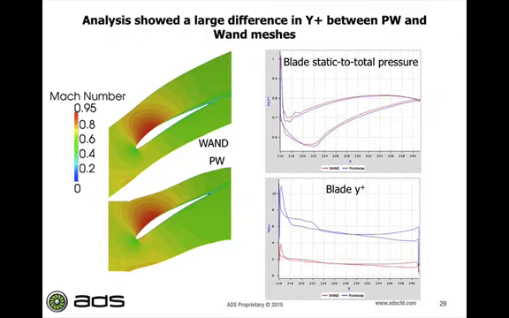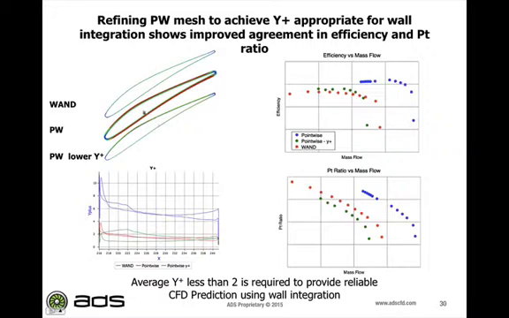So we went about remeshing the Pointwise mesh using a lower Y plus. We had access to the geometry and the topology, so we simply reduced the near wall spacing to reduce the Y plus. And here are the results of that new mesh. In blue again is the original Pointwise mesh. In red is the wand mesh Y plus. And in green is the new Pointwise mesh with the reduced Y plus, and you can see that it is less than or equal to 2.